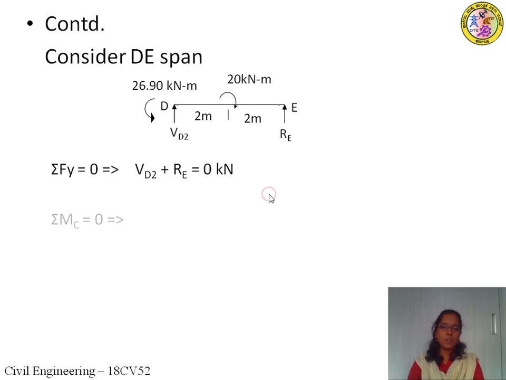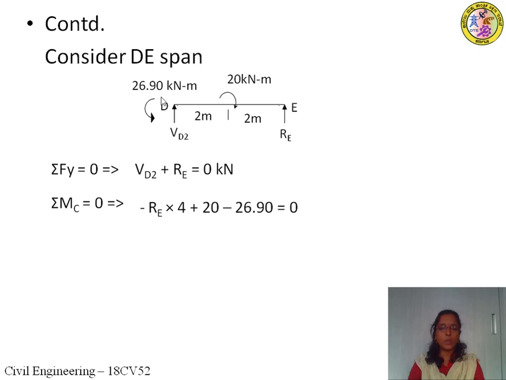Next, take moment of all the forces about D, and equate it to 0. So that will be minus Re into 4 plus this clockwise couple 20 plus 20 and then this minus 26.9. If you equate it to 0, you are going to get the value of Re as minus 1.72.